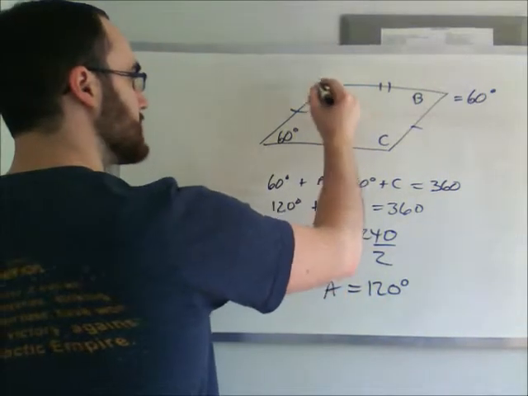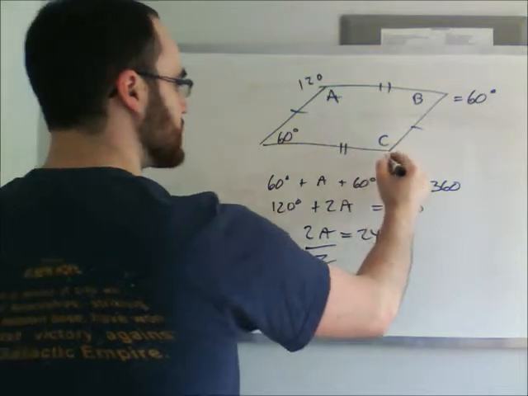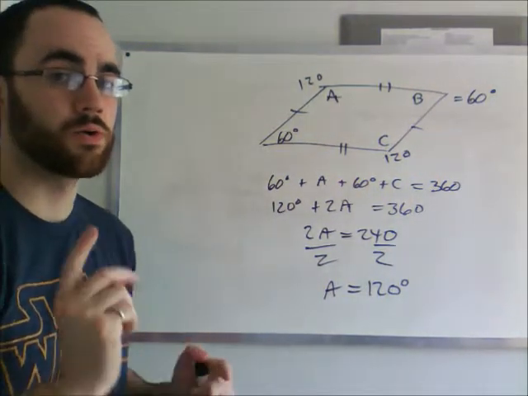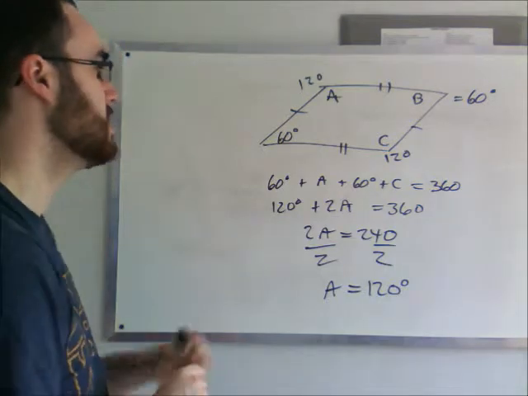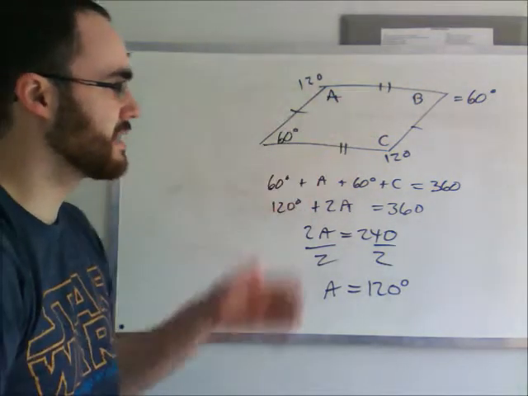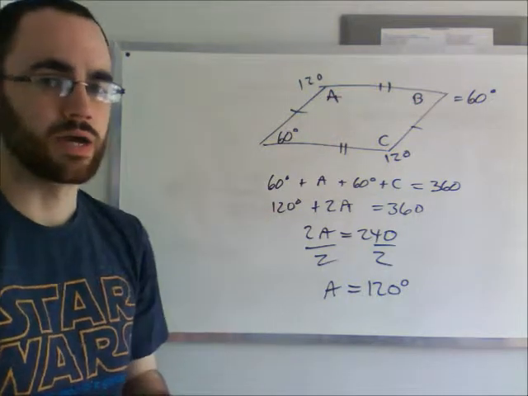Now, since we know A is 120, we also know that C must be 120. So that's a way you can solve for a parallelogram knowing only one angle, because you know the rules that the opposite angles must be the same in a parallelogram, and the sum of all the interior angles is 360 degrees.